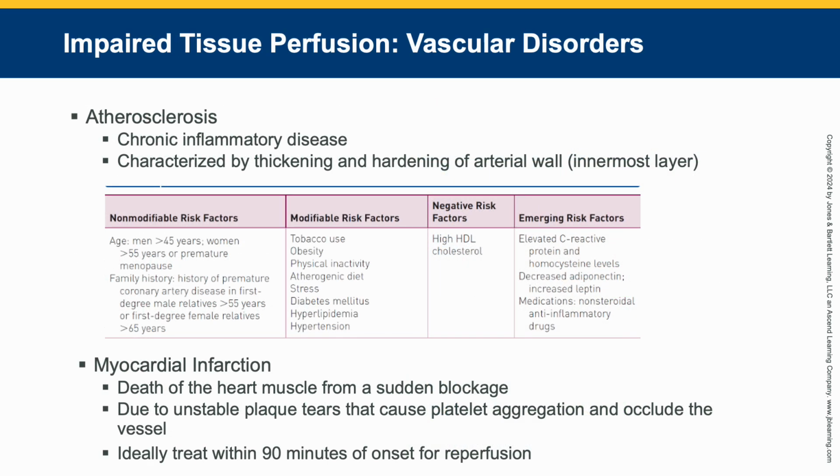We also have disorders that affect our vessels, and while your book covers more, I'm just going to review a few. Atherosclerosis is a chronic inflammatory disease characterized by thickening and hardening of the innermost arterial wall. So you see the risk factors on the screen. This is likely a precursor for the next issue we're going to talk about, which is a myocardial infarction.